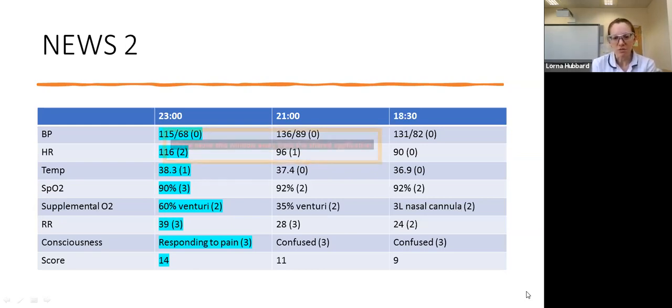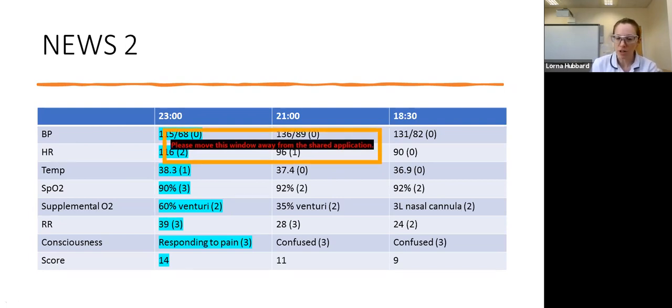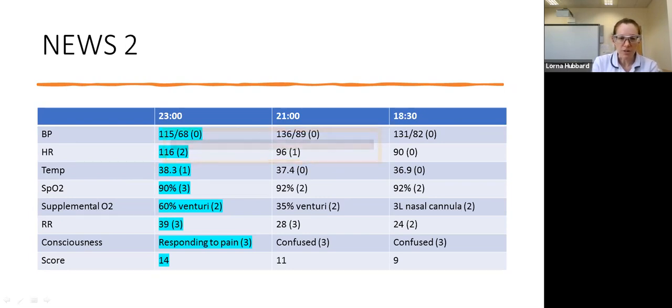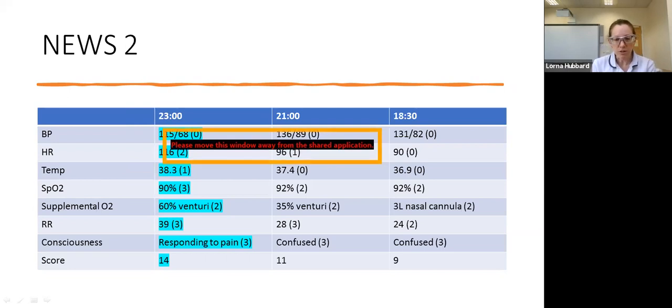So what you've got here is the last three sets of observations, and the ones highlighted are his most recent. If you look at the score, he was scoring high to begin with at a 9, and it's crept up and is now scoring a 14. You'd notice his oxygen has gone up and his SATs have gone down. He's now starting to spike a temperature, and he's got a higher heart rate, which has been climbing, so he's scoring more on that than he has done. Blood pressure's okay. Respiratory rate's also gone up, and whereas he was confused earlier on, he's now only responding to pain, so less responsive than previously.